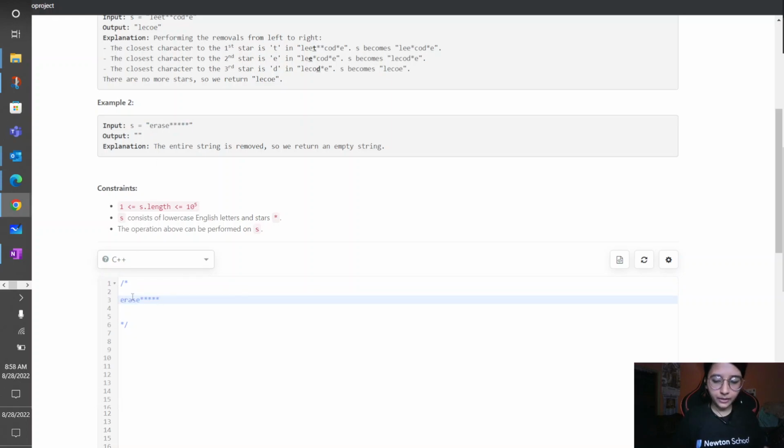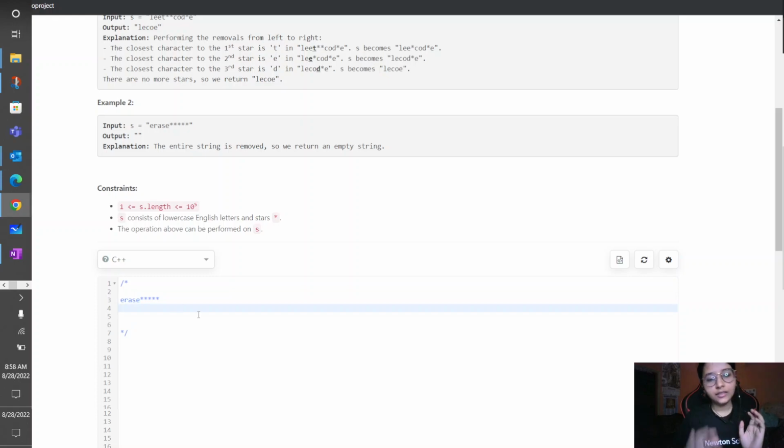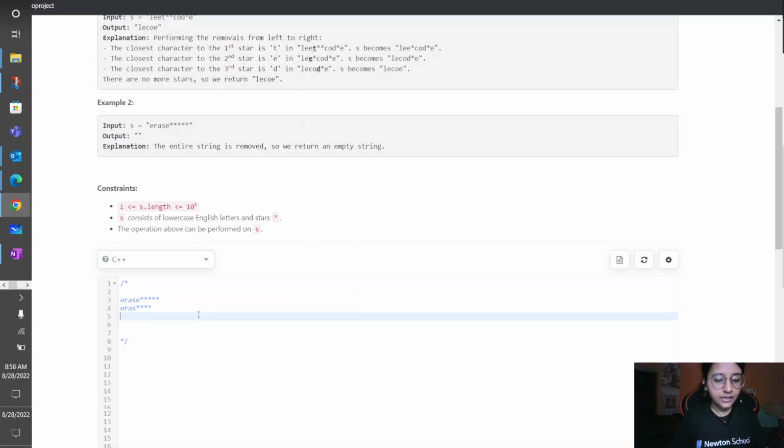So the first thing would be that the last star would be removed, and then we would have the erase, and then our 4 stars would be there. That would be the thing. Then after that our S would be removed and 3 stars would be left, and then ER would be there and 2 stars would be left, and then E would be there and 1 star would be left, and then nothing would be there and an empty string would be there.